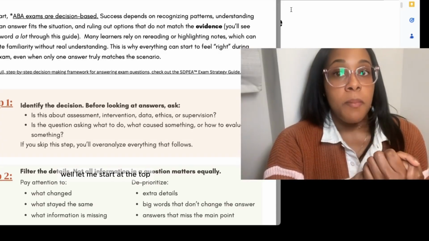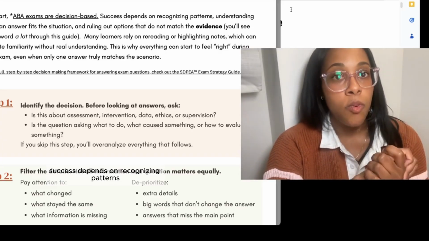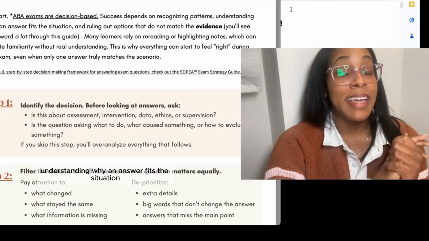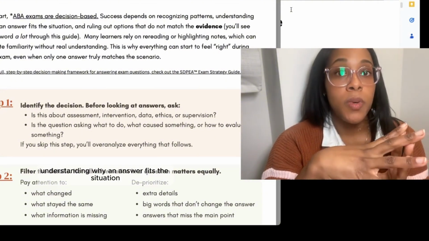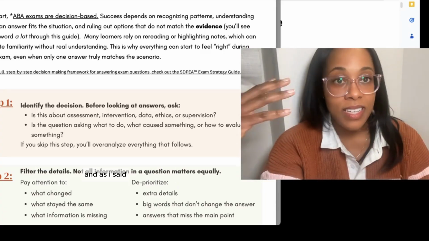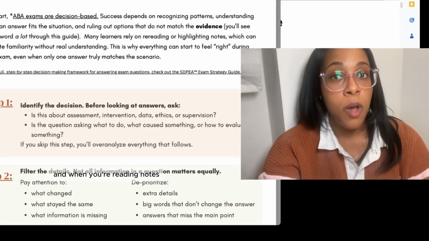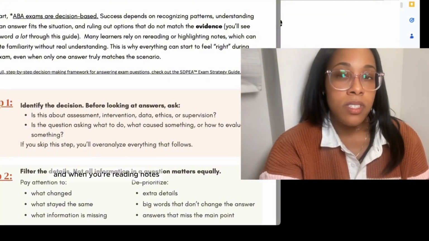Well, let me start at the top. ABA exams are decision-based. Success depends on recognizing patterns, understanding why an answer fits the situation, and ruling out the options that don't match the evidence. And as I said, you're going to see that word a lot throughout this guide.